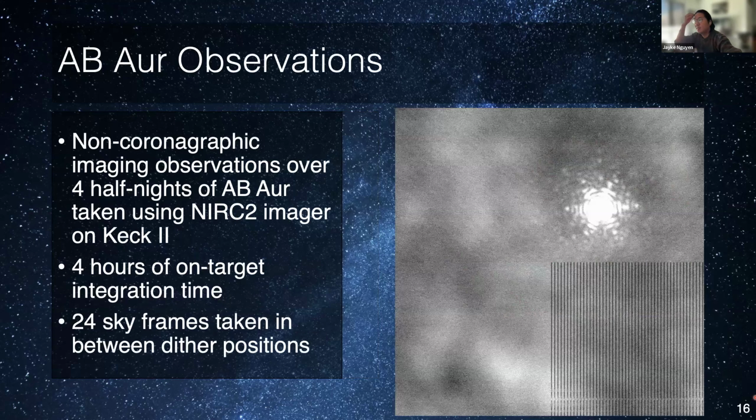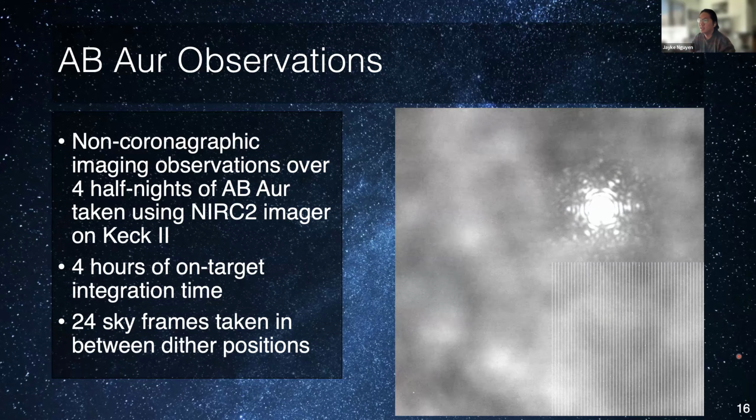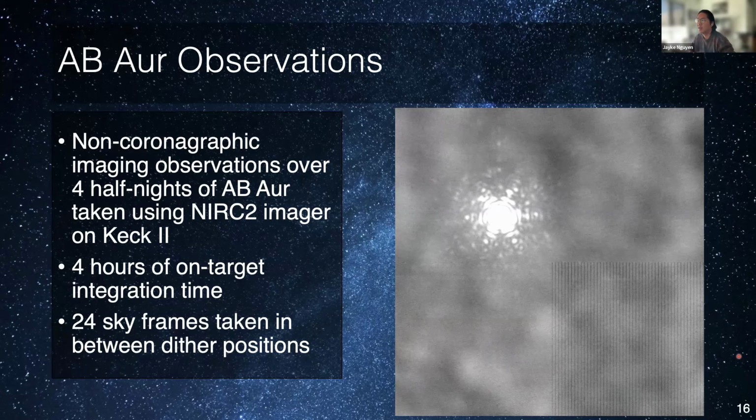And so we took four half nights' worth of data last year. And again, we were using NIRC2 on Keck. We had about 4 hours of integration time. We also took sky frames in between dither positions. And so here's an example sequence of one of the first data sets we were using. And so you can see the thermal background very clearly, and we're dithering our point source throughout the frame.